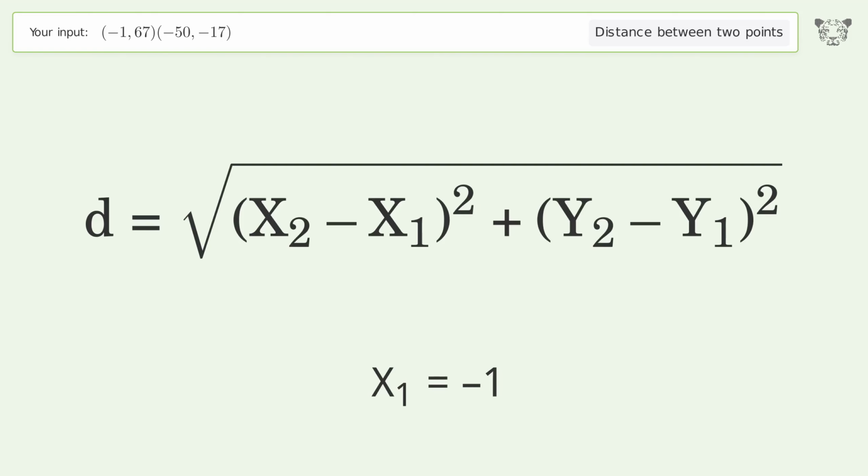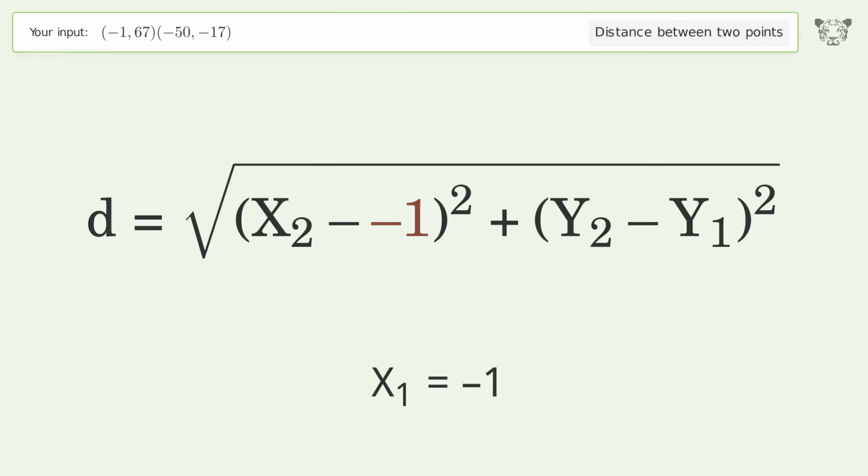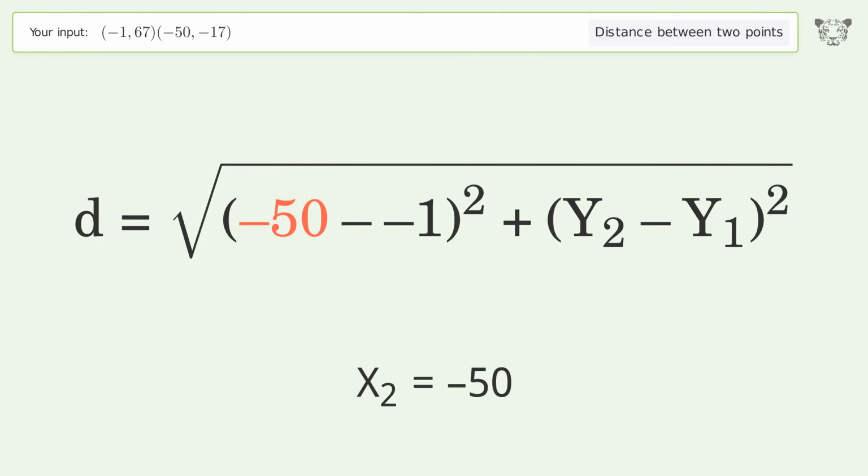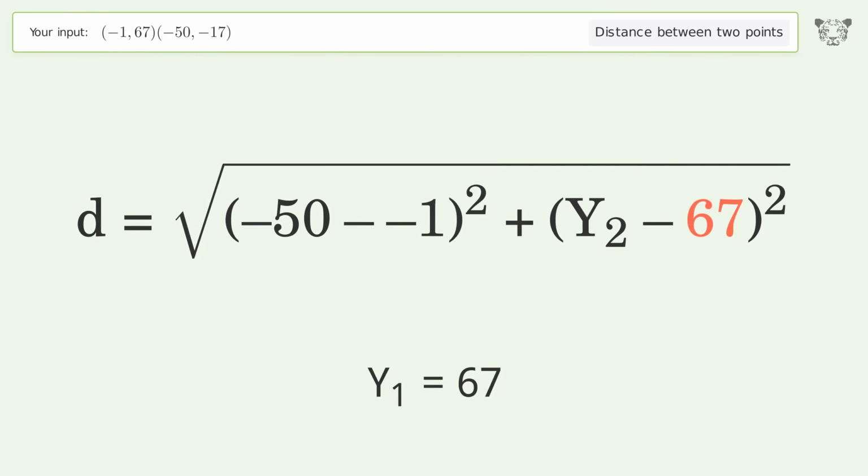x1 equals -1. x2 equals -50. y1 equals 67. y2 equals -17.